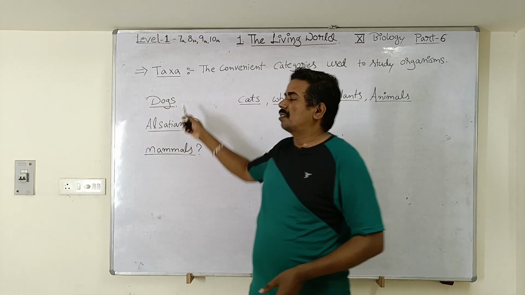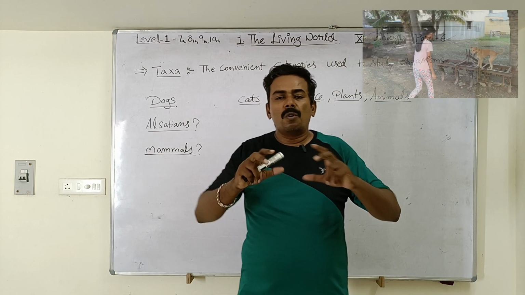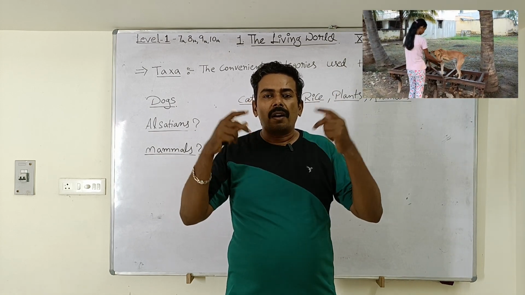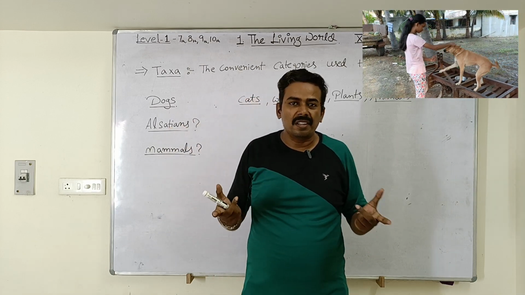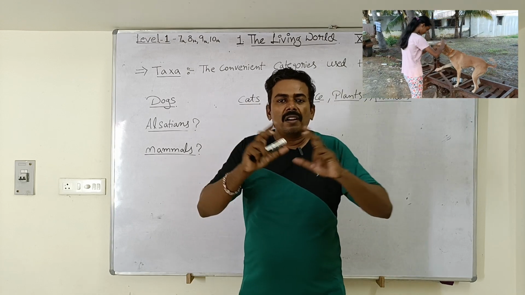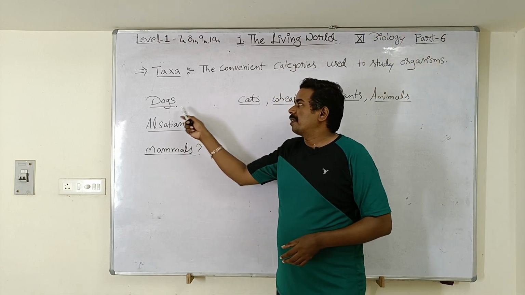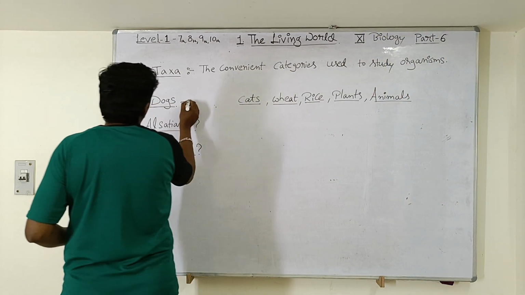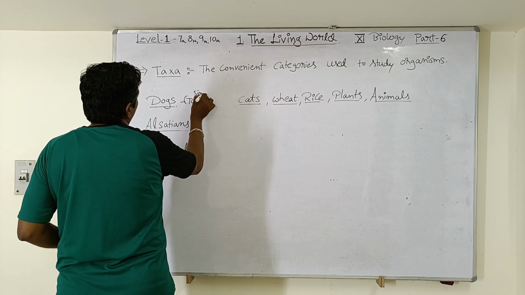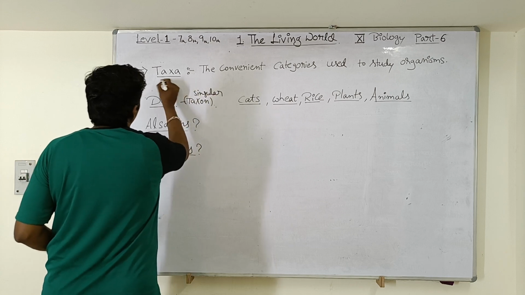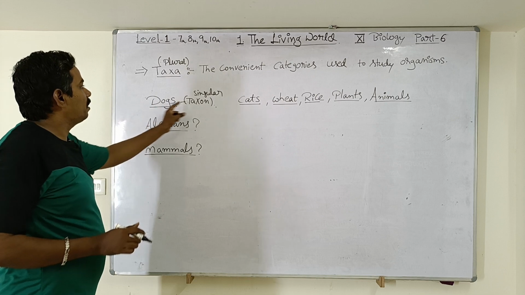When I say dogs, what will you imagine in your mind? You will imagine that friendly animal which will bark at unknown people, and the same animal which will wag its tail showing its affection, isn't it? You will not imagine one particular breed. So here dogs represent one taxon. Taxon means a category. It is the singular form of taxa. Taxa represents the plural form.